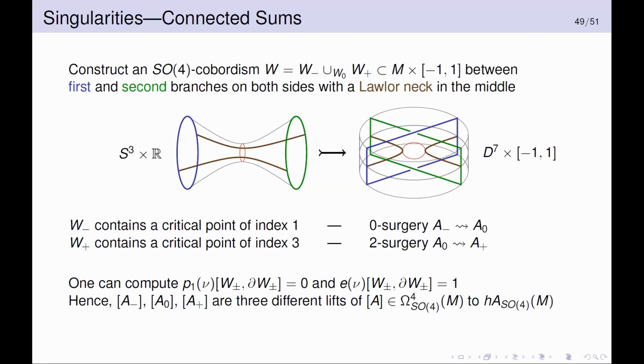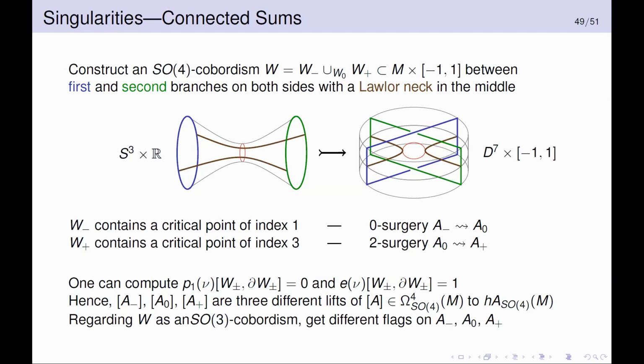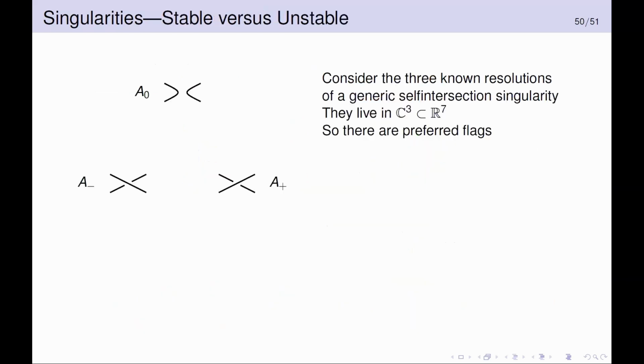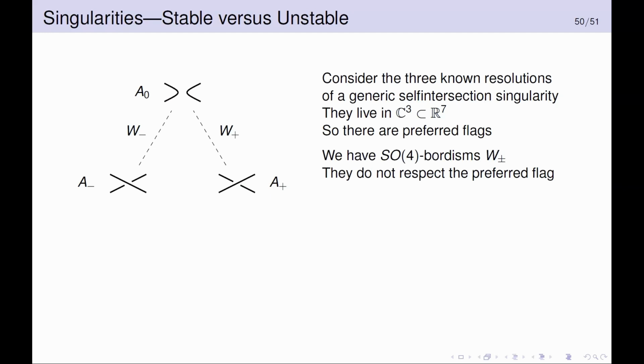Let's look at it from a different perspective. Regarding it as an SO3 cobordism, we get different flags, but let's look at it like this. So here we have the 3 situations. Everything happens in C3, complex 3-space. I'm running out of time, so I'll be quick. There is a preferred flag which is perpendicular to C3, and if we take the cobordisms W minus, W plus, we change this flag by 1. It's not respected by these cobordisms. However, at least from a minus to a plus, it is respected, which means this flag cobordism, the stable version, if you like, is preserved.